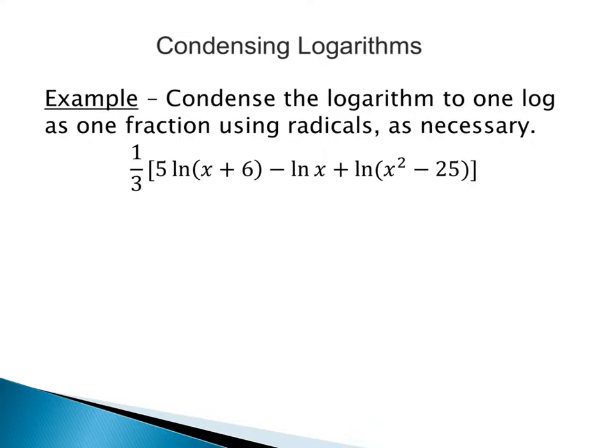When we are condensing logarithms, think of our order of operations in terms of we want to work inside parentheses first, or parentheses, brackets, braces, whatever we may have. In this case, we can see that we have a square bracket with the 1/3 being multiplied on the outside, and then within the parentheses of each of these natural logs, we have an x plus 6 and then an x squared minus 25. Now it's important to understand that the x plus 6 is attached to that natural log.